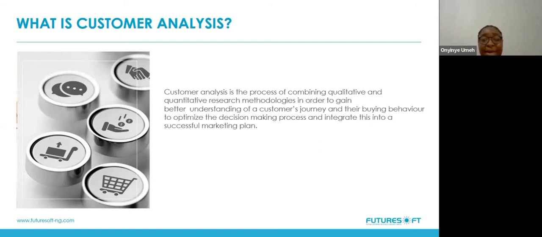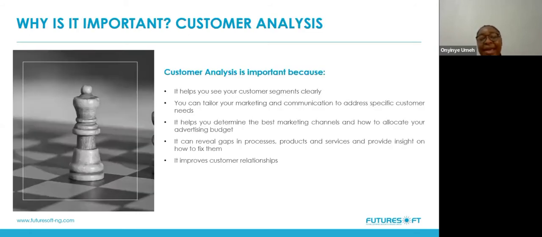So that's what customer analysis is basically. Now, moving on to why customer analysis is important. This is important because it helps you see your customer segments clearly. I have worked with plenty of businesses. I've worked with people who manage businesses as well. And it's a very common mistake for businesses to group their customers into one.